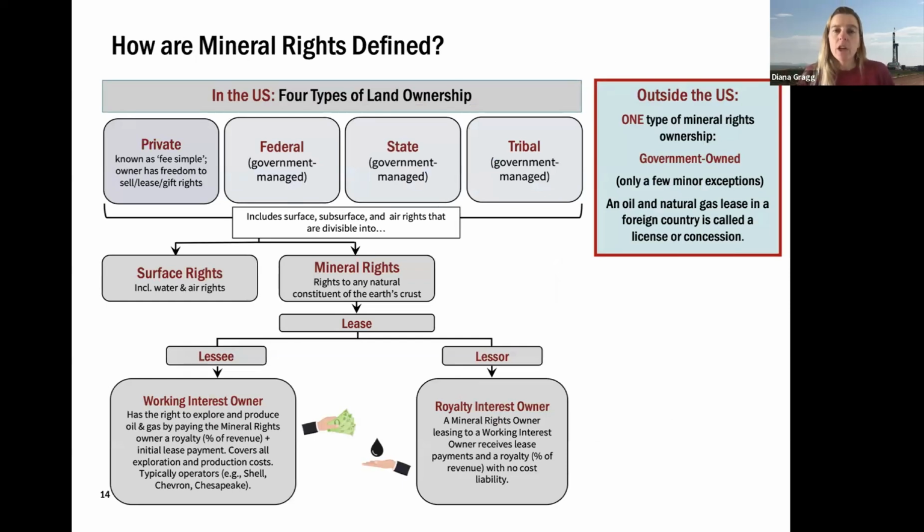And this has a lot of implications in terms of oil and gas development and how much of it is actually produced. So in the United States, we actually have 4 different types of ownership: private, federal, state, and tribal. And that ownership can be for the land and also separately for the minerals. We have private mineral rights in the United States. We have state-owned and tribal mineral rights in the United States. And we're the only country that really does that. Outside the United States, there's only one type of mineral rights ownership, and it's government owned.